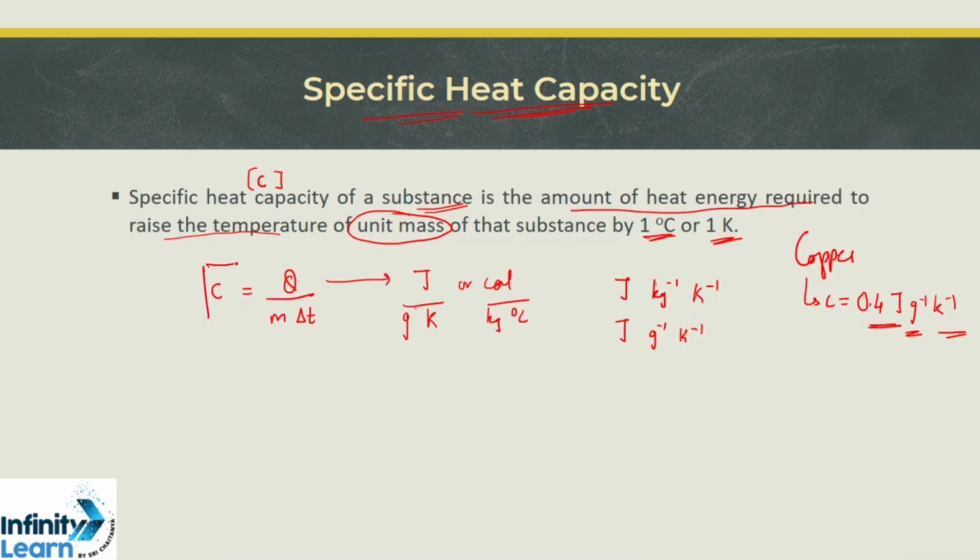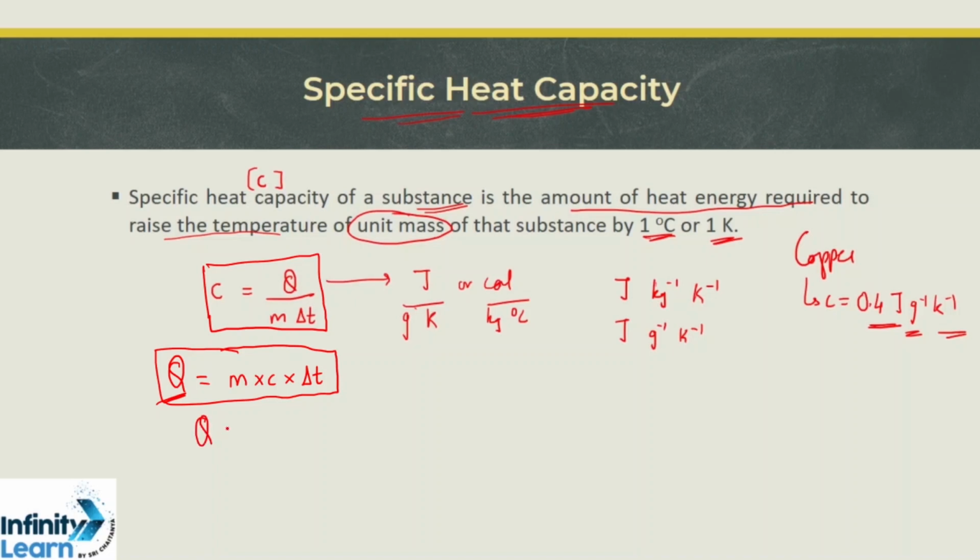Now from the formula that we have over here, if we rearrange this, we will get Q, the amount of heat absorbed, is equal to M into C into delta T. Now this particular equation tells us that the amount of heat absorbed to increase the temperature is dependent upon mass, and it is directly proportional to mass. It is also directly proportional to specific heat capacity of the body, and finally it is also proportional to the increase in temperature.